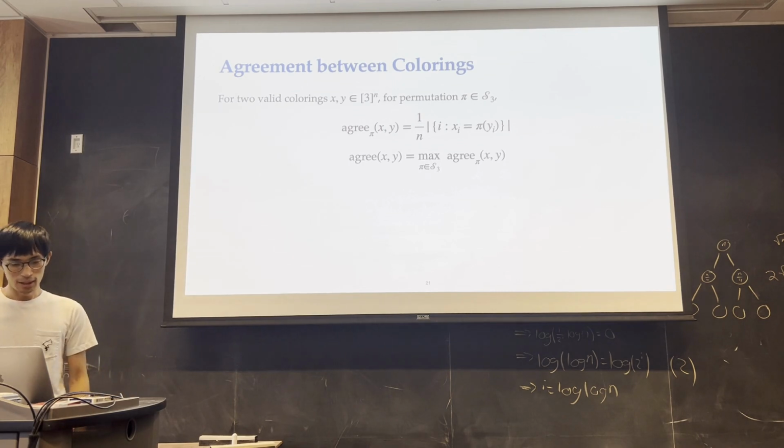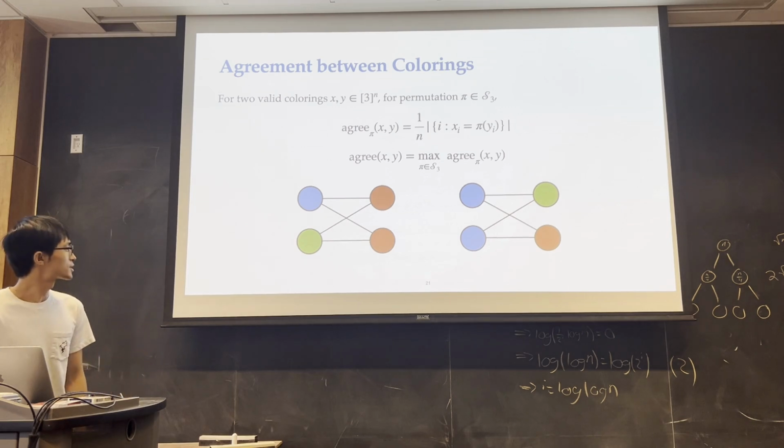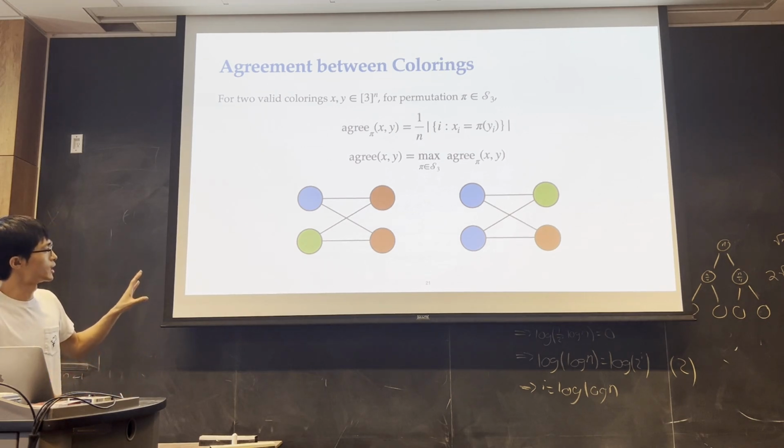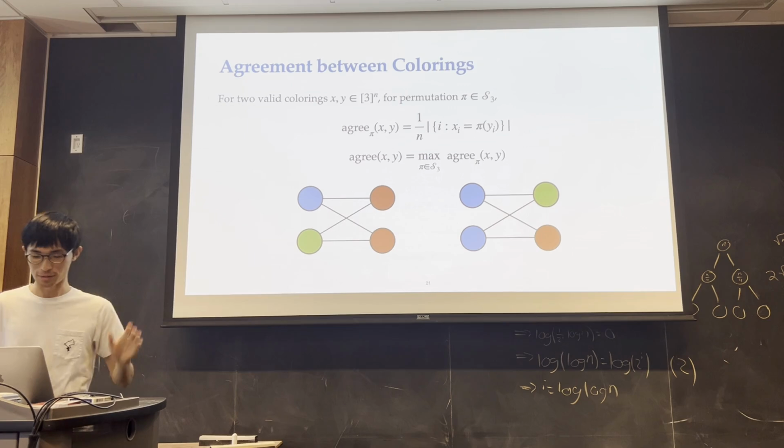All right. And so I'll skip over this. Just an example. These 2 different colorings have agreement half. I'll skip this part.